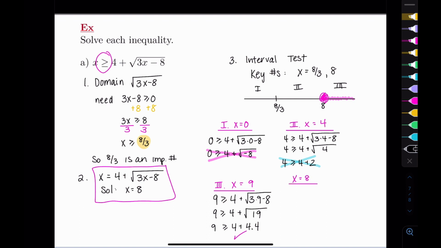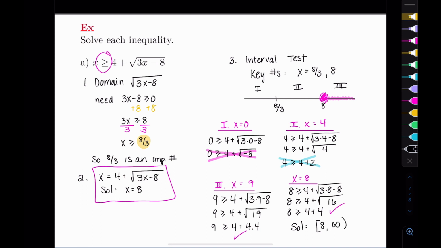That would give us 8 is greater than or equal to 4 plus the square root of 3 times 8 minus 8, which is 8 is greater than or equal to 4 plus square root of 16. So 8 is greater than or equal to 4 plus 4, and that indeed gives you a true statement. 8 is greater than or equal to 8. So our solution then just is going to be interval 3. It starts at 8, we can equal it, and then it goes to infinity.